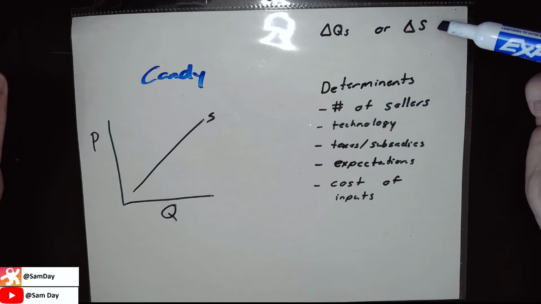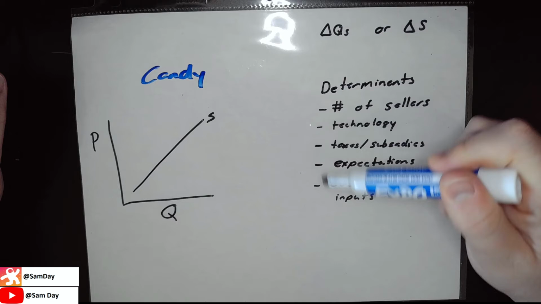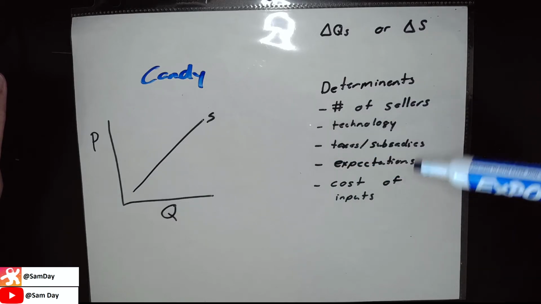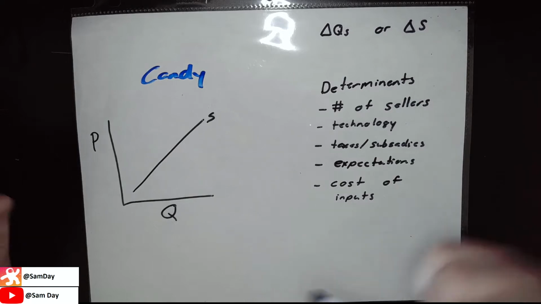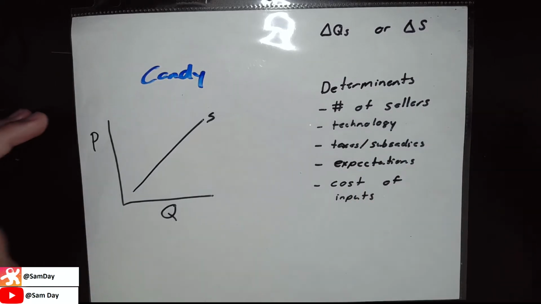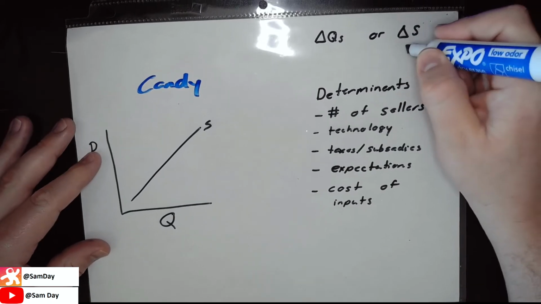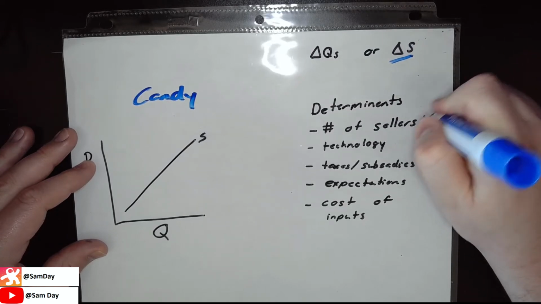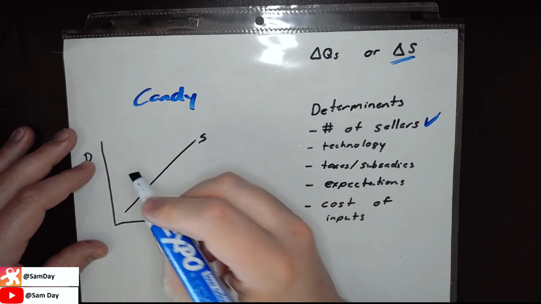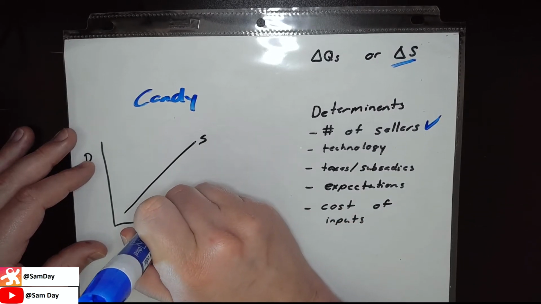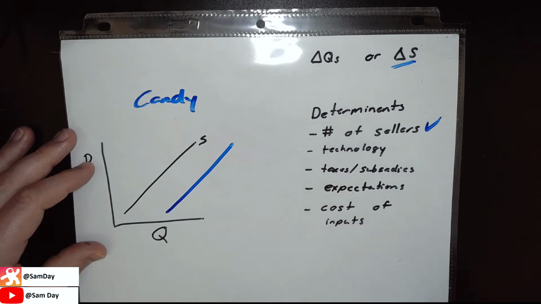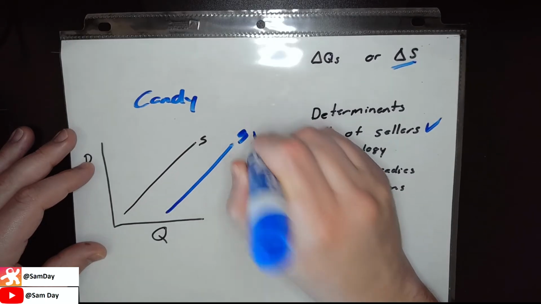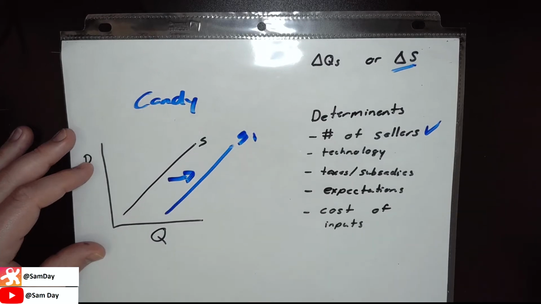If it is a change in supply, we are looking for one of the determinants that causes this kind of shift. So let's just look at candy. Let's say a new candy store opens. Well, you would be seeing a change in supply. The determinant would be the number of sellers. And because there's another candy store, meaning there are now more stores there, you are looking at a shift to the right, showing an increase in supply.